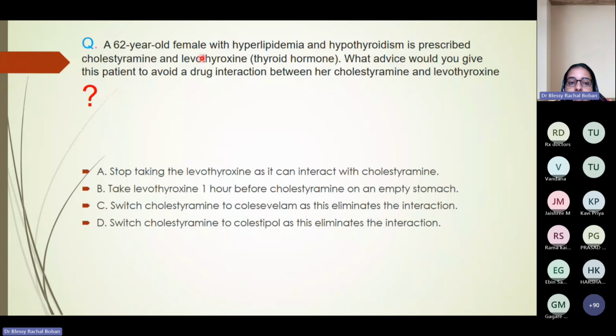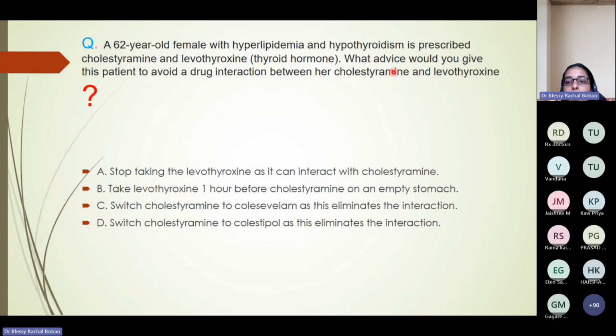And I can give you one example here. This is a 62-year-old female patient. She had hyperlipidemia and hypothyroidism. She was prescribed cholestyramine and levothyroxine. What advice would you give the patient to avoid drug interaction between cholestyramine and levothyroxine? So many may be thinking you can choose option A: stop taking levothyroxine as it can interact with cholestyramine.